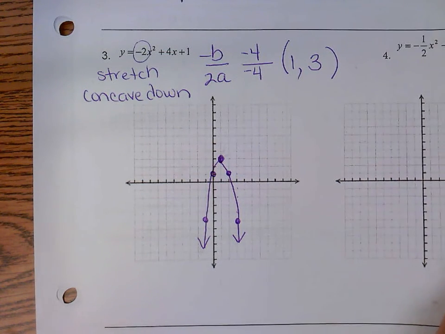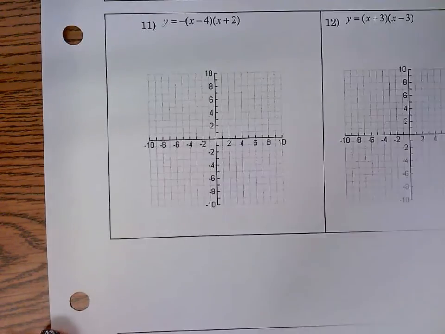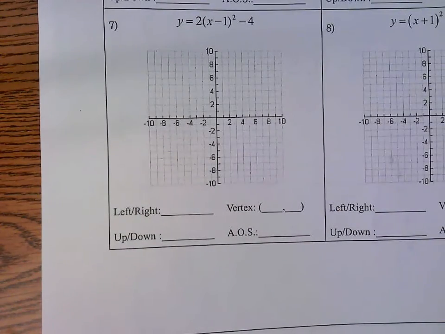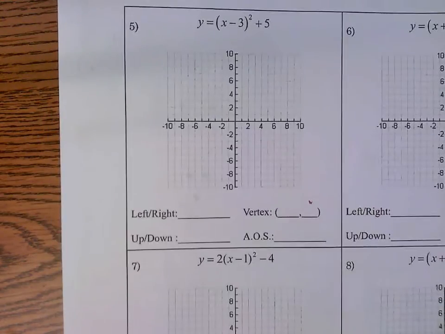Can I skip ahead to one of the vertex form practices? Let's see, which one should I pick? We can just pick number 5, right? They're all about the same.